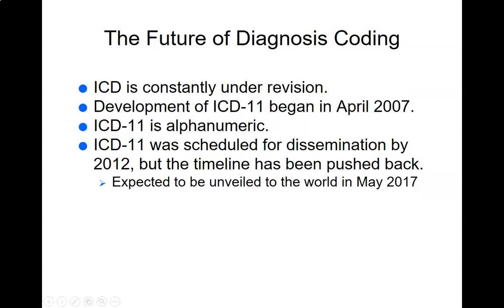The future of diagnosis coding. The ICD is constantly under revision. Development of the ICD-11 began in April of 2007. The ICD-11 is also alphanumeric. The ICD-11 builds on the structure of ICD-10 and will be similar in appearance. ICD-11 will be a digital product that will link with terminologies and support electronic health records and information systems. ICD-11 was scheduled for dissemination by 2012, but the timeline has been pushed back and it is expected to be unveiled to the world in May 2017.